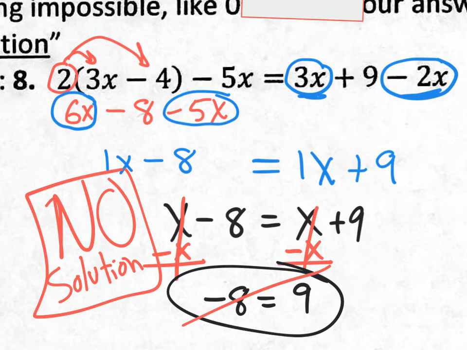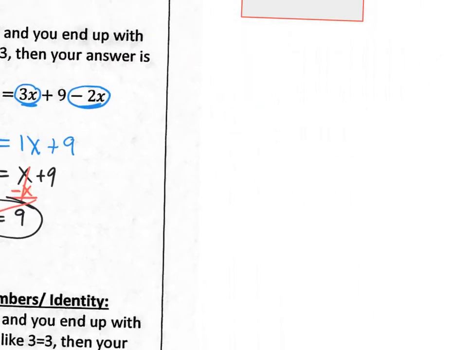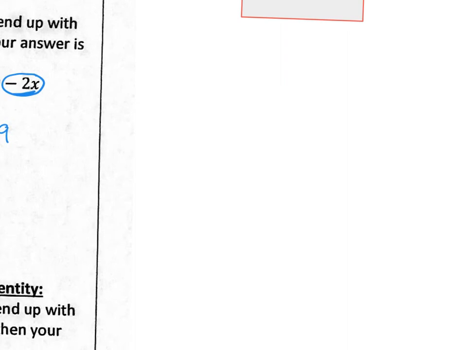That means that there is no answer. I'm asking you to find the value of x that'll make it a true statement, that'll make the left side equal the right side, and it cannot happen, right? I mean, this one's multi-step, but here's a really simple one that you could clearly see cannot be true.